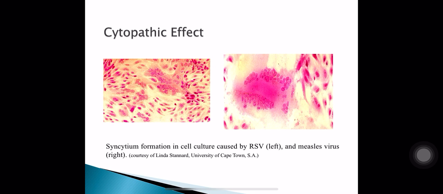In cytopathic effect, here syncytium formation is shown. Syncytium formation in cell culture caused by respiratory syncytial virus on the left side and measles virus on the right side. Syncytium means what? Syncytium means cells adhere to each other, and this collection of cells adherent to each other is known as a syncytium. You can see in both these figures the cells have got attached to each other, and this kind of attachment is known as syncytium formation, which is one kind of cytopathic effect observed in cell cultures infected by viruses.